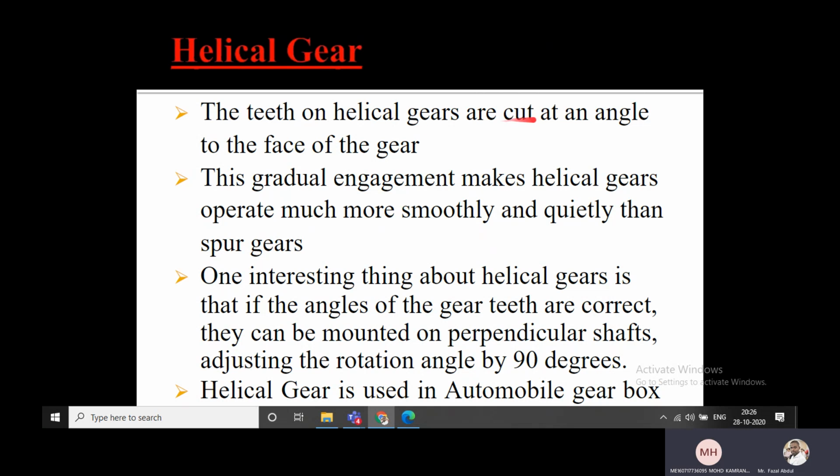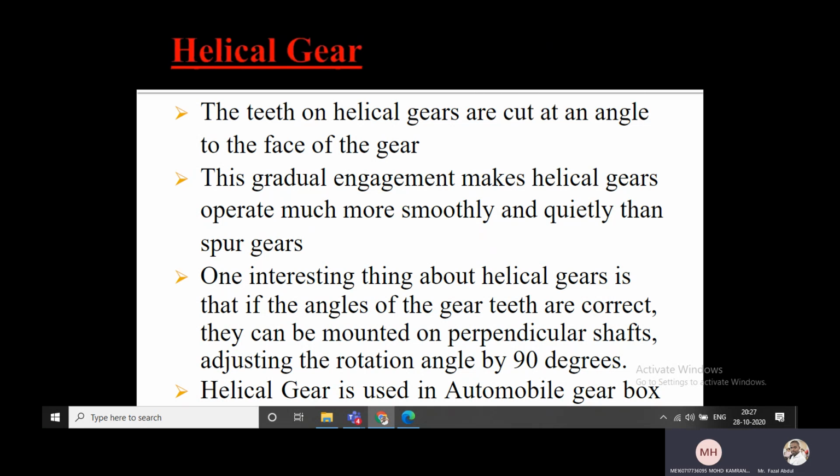The teeth of helical gears are cut at an angle to the face of the gear. Here, gradual engagement of the teeth takes place because the teeth are inclined. Because the teeth are in an inclined position, the load is applied gradually in the helical gear. In a spur gear, because of straight teeth, the load is applied directly on the teeth.